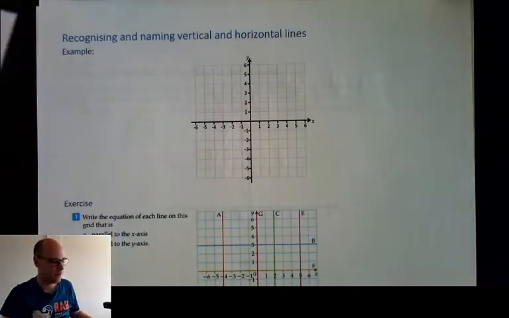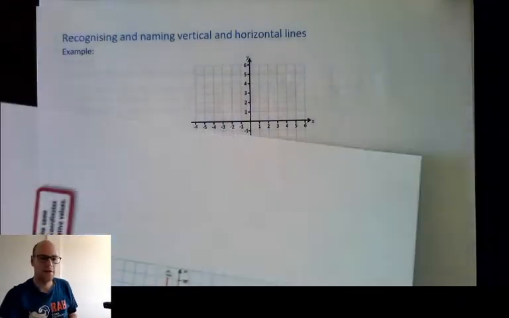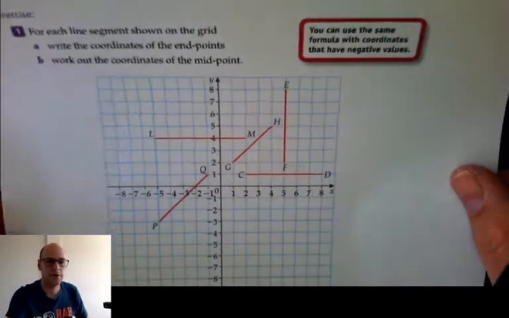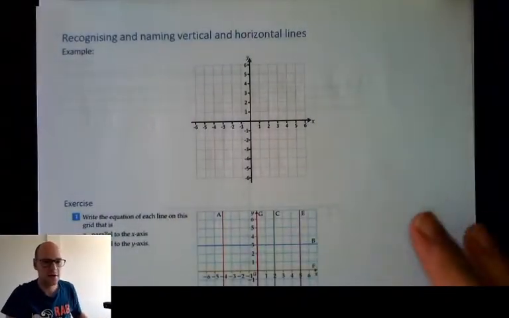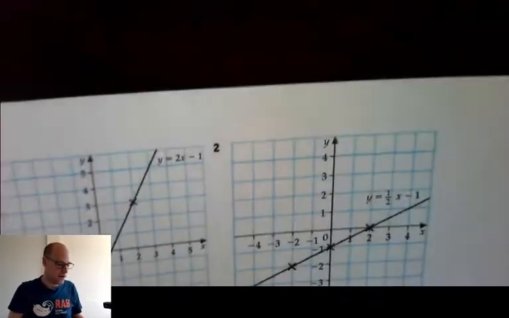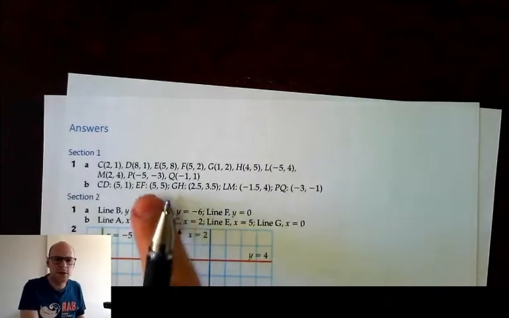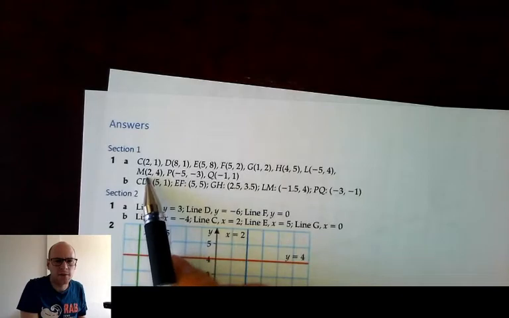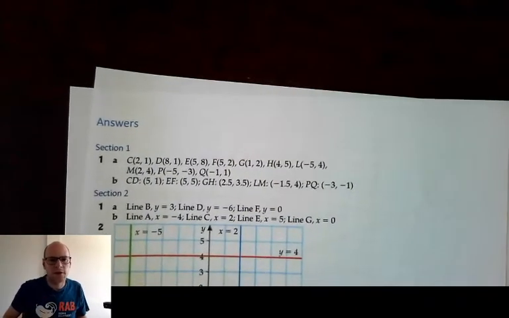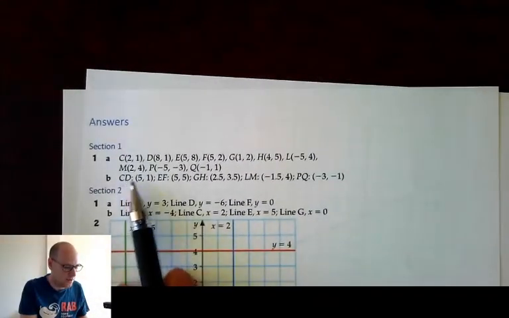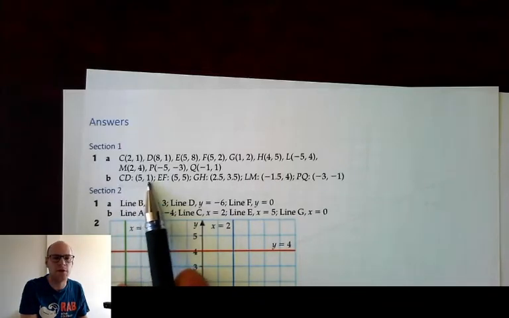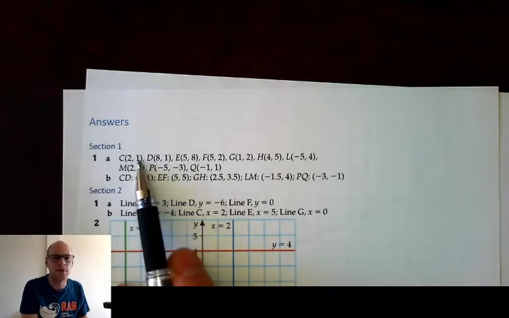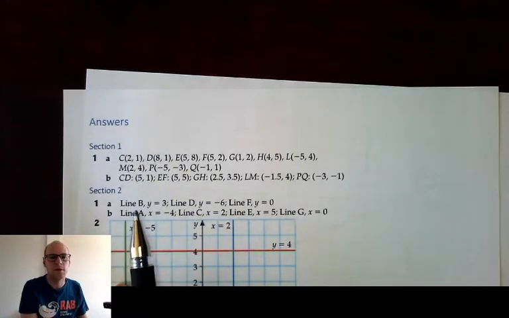Okay, welcome back. Hopefully you've had a go at this exercise here, and the answers to this are at the very end, so if you want to take a quick look, you can mark your work. It's a bit difficult to work out what they're talking about, but these are the endpoints of each of the lines, and these are the midpoints of each of the lines. The midpoint of CD is supposed to be 5, 1, so that should be your answer to the first one. C and D are your endpoints, and that is the midpoint of those two.